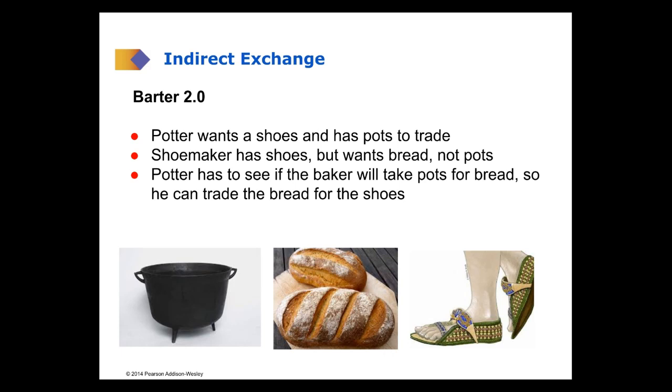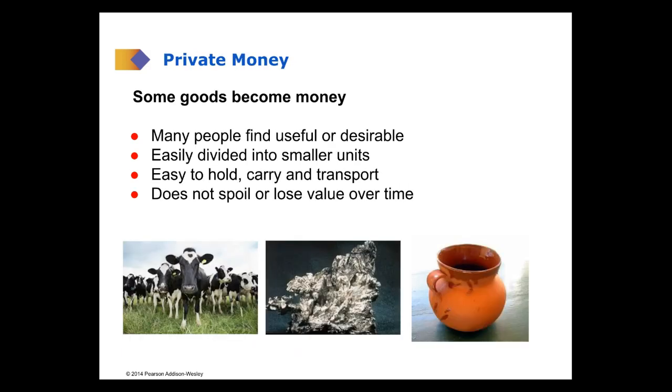And so you can imagine that there was a lot of this indirect trade going on. I'm trading with one person not because I want what they have, but because the third person might want what they have, and that's kind of how indirect exchange works. And eventually, what happens is some goods in that process become money. There are some goods that almost all people find useful or desirable. So if you have a good that everybody wants, or finds useful, or desirable, well, then you can always trade for that.